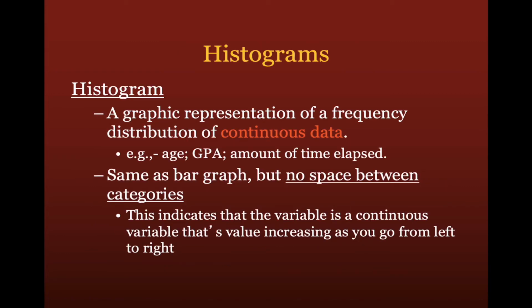Now a histogram is a graphic representation of a frequency distribution based on continuous data, right? So you can think of the amount of time that elapses, or scores on an exam, age. These are all continuous variables. And because they're continuous variables, there's no spaces between the different categories. And again, that tells the reader that you're dealing with continuous data and not categorical data.